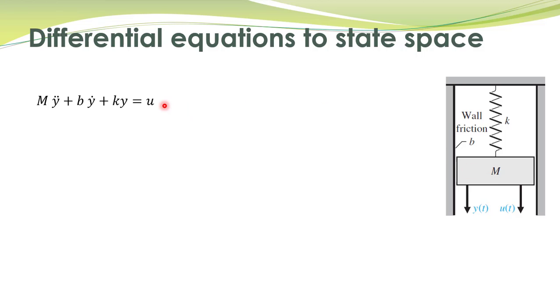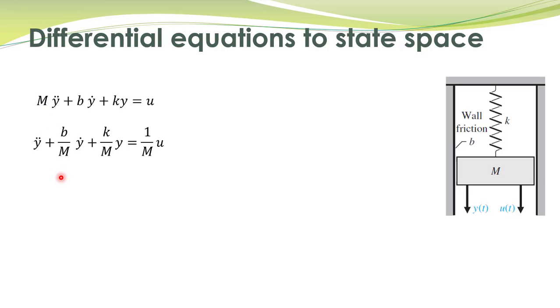So this differential equation describes the mathematical model of this physical process, and we want to obtain state space representation for this system. The same differential equation can also be rearranged to write in this particular format. We have simply divided the entire equation by this m.